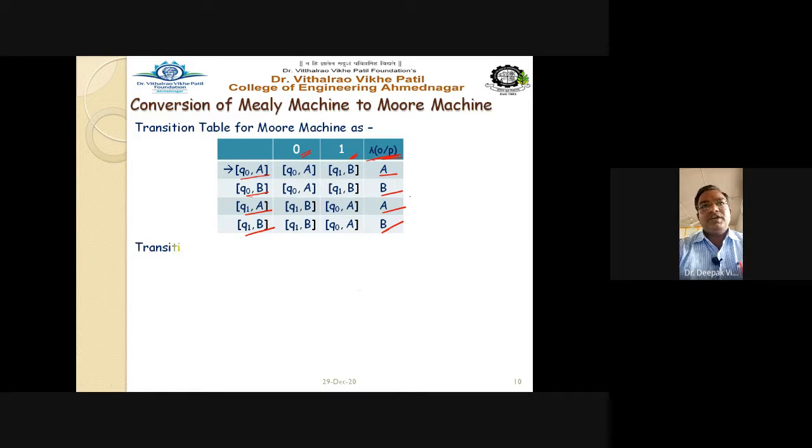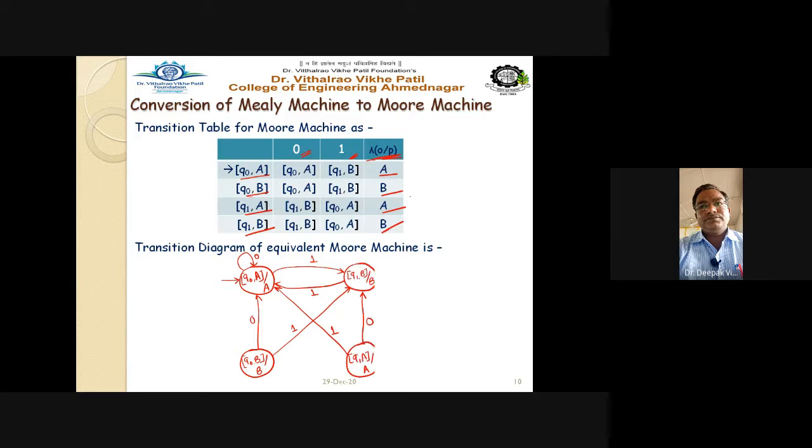So from this we can have the transition diagram of the equivalent Moore machine. It is drawn like this. See here, Q0 comma A in square brackets slash A. This is the first entity. Then Q0 comma B, output is B, Q0 comma B slash B. This is the second one. Then Q1 comma A, output is A. That is the third. And Q1 comma B, the fourth state, output is B. This is the fourth state, right?